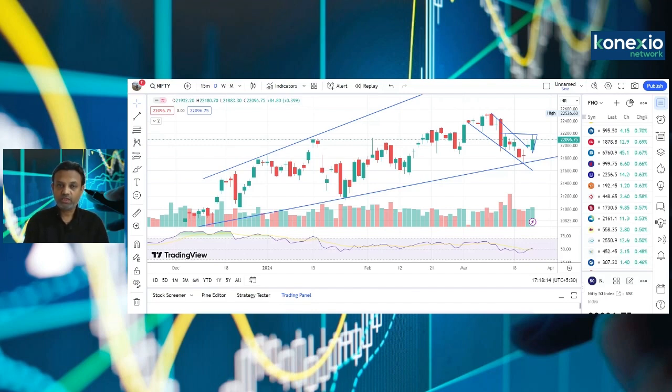Traders should watch out for these levels. Next week is a truncated week, so try to watch these levels and trade accordingly in the direction of the breakout. And one should have a view of buy on dips for the next week.